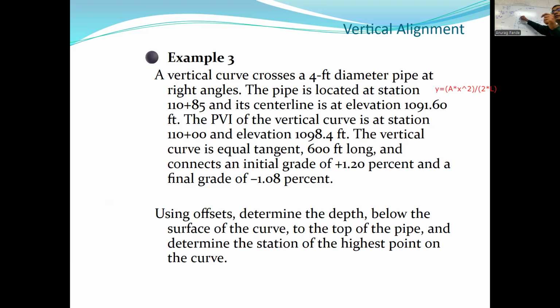385 is exactly right because it's the horizontal distance from PVC. So we know that PVC to PVI is 300 feet. And then we know that this distance after the PVI is 85 feet because that was the difference in stationing 110 plus 00 and 110 plus 85. So we know that the horizontal distance between PVI and this point of interest is 85 feet. So my X value is going to be 385 feet.